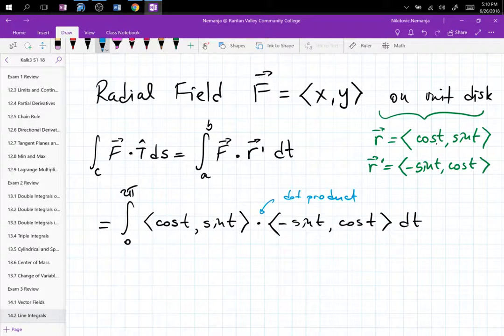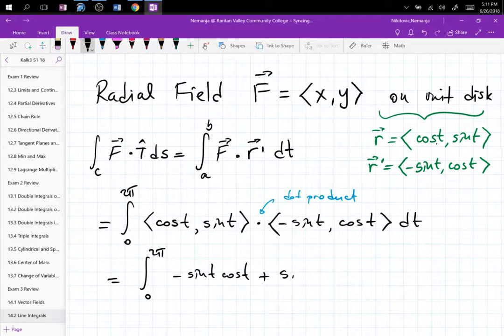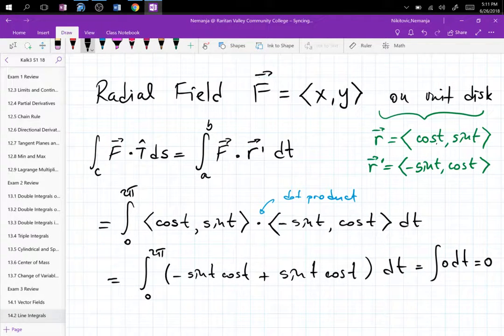You know what's going to happen as you do the dot product, right? So you're just going to say now this is integral 0 to 2 pi. And you have a cosine times negative sine. You have negative sine t cosine t plus sine t cosine t, everything dt. And I hope you see that's 0, because you have the integral of 0 dt, which is 0.